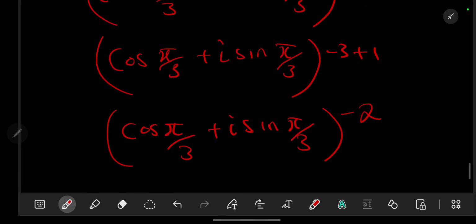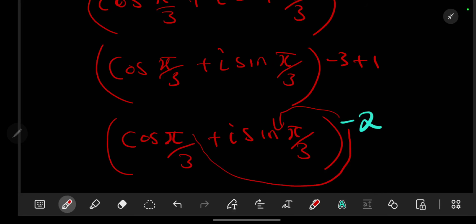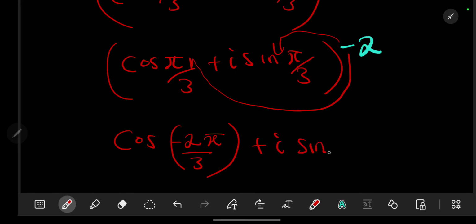So now all we have to do, after you're done with this, is bring the 2 again and let it enter inside. So 2 comes there, 2 comes there. So it will be cos of -2 pi/3, we also have plus i sine of -2 pi/3.